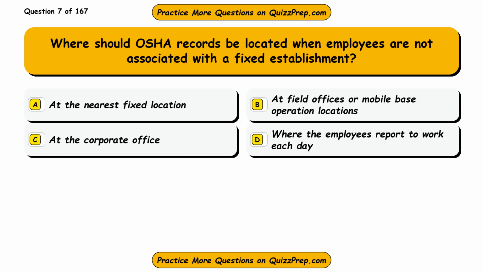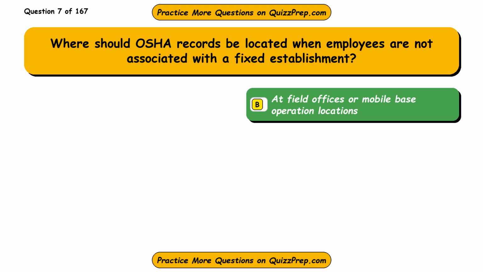Question 7. Where should OSHA records be located when employees are not associated with a fixed establishment? Option A. At the nearest fixed location. Option B. At field offices or mobile base operation locations. Option C. At the corporate office. Option D. Where the employees report to work each day. The correct answer is option B. At field offices or mobile base operation locations.